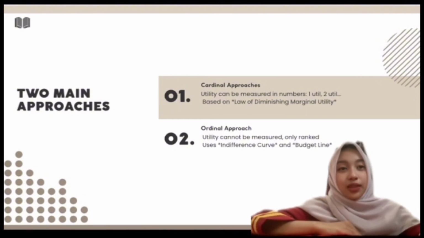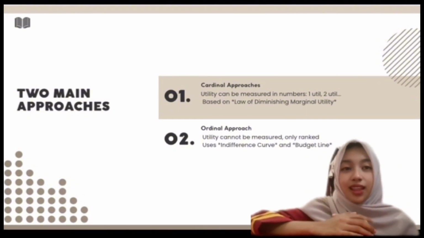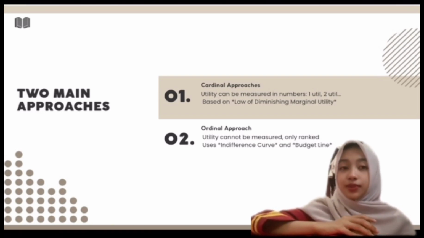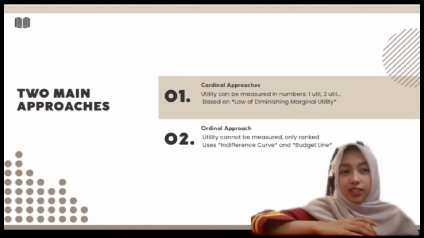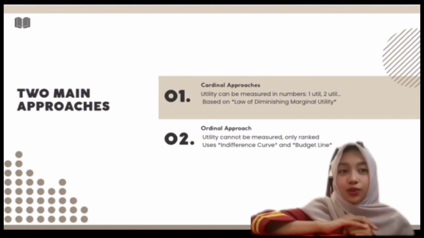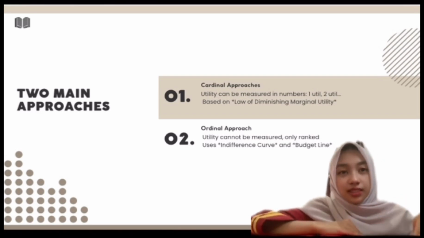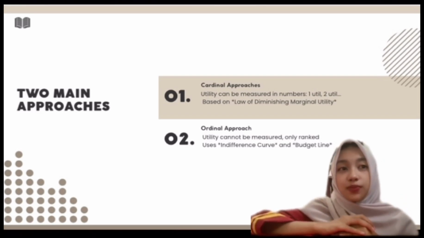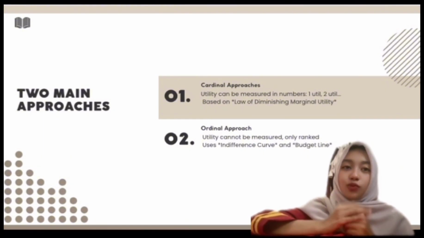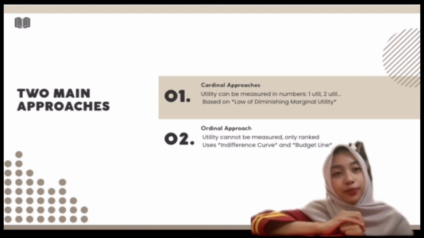Artinya, semakin banyak kita konsumsi satu barang, tambahan kepuasan yang kita dapat semakin berkurang. Contoh paling gampang, makan pizza. Slice pertama enak banget 10/10. Slice kedua masih enak 8/10. Slice kelima udah enak 2/10 lah ya, 2/10. Nah, itu diminishing marginal utility. The problem with cardinal is, bisakah kita benar-benar mengukur bahagia dengan angka? Susah kan? That's why we have the second one, the ordinal approach.